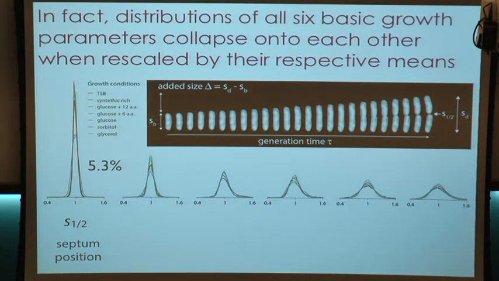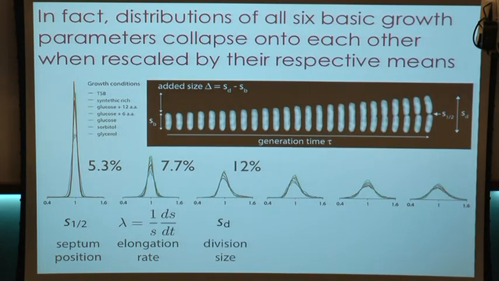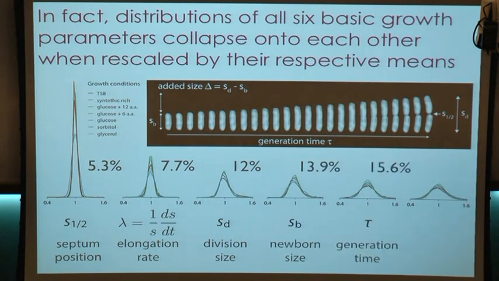Okay, so it's natural to think, oh, the distribution of that control parameter must be narrow. That's what he thought. Turns out that it is elongation rate, followed by the division size distributions, newborn size distributions, generation time, and delta itself shows the widest distributions. Any idea why it may be so?